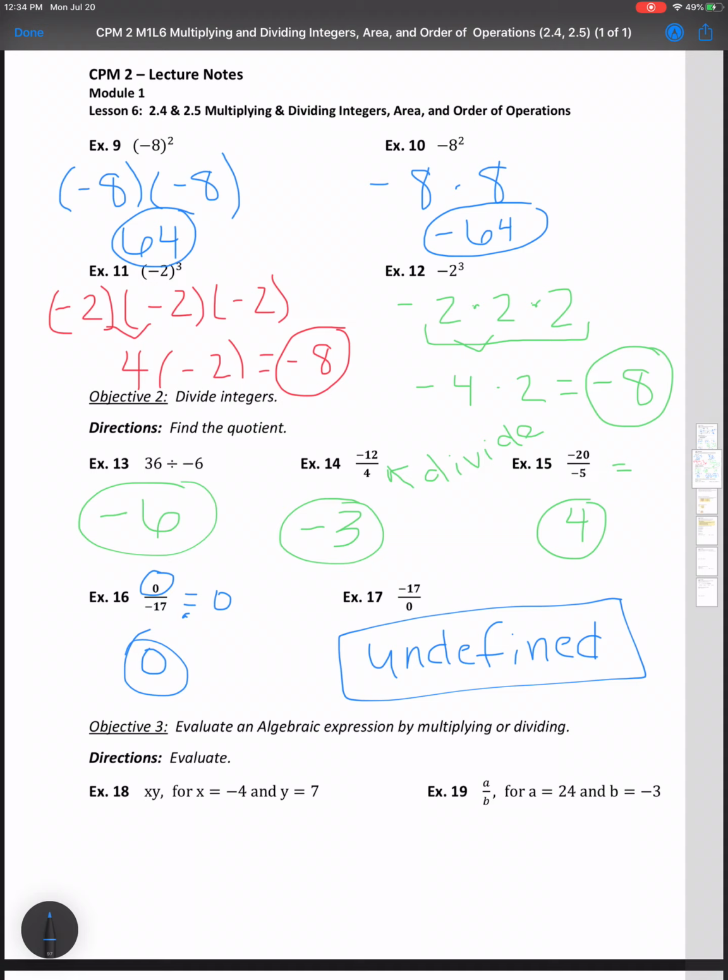Okay? Example 3, evaluate an algebraic expression by multiplying or dividing. So here, they're giving us an expression, x times y. So remember, every time I see a letter, go through and put parentheses. And then instead of x, they want me to plug in a -4. And instead of y, they want me to plug in 7. So go ahead, substitute in now, finish simplifying. Negative times a positive is going to be a negative. 4 times 7, 28. So my final answer is negative 28.